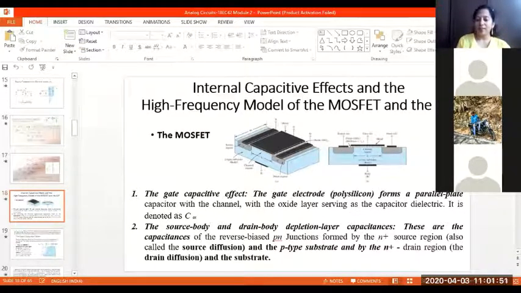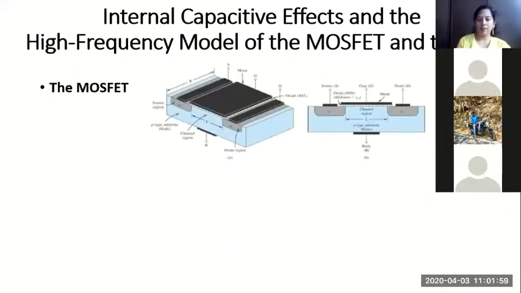As you can see here, you can clearly see this. I told you there are two N plus regions embedded into the P-type substrate. So at any point of time, there will be two PN junctions formed between the source and the substrate, and the drain and the substrate. And wherever there is a PN junction, we know there will be some form of depletion layer. And whenever a depletion layer is formed in a PN junction, it will act like a parallel plate capacitor.